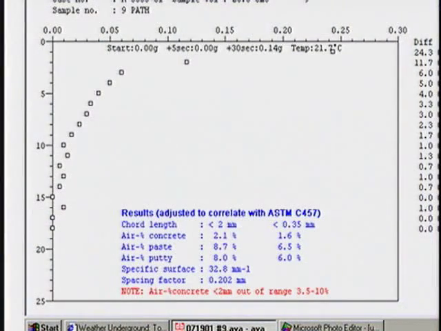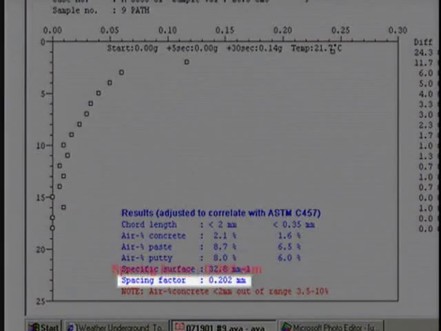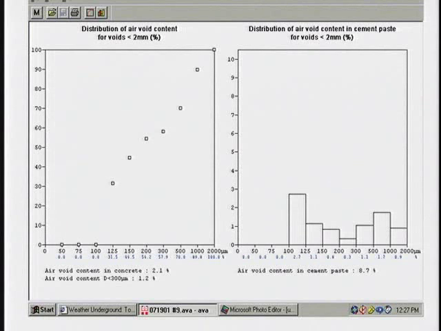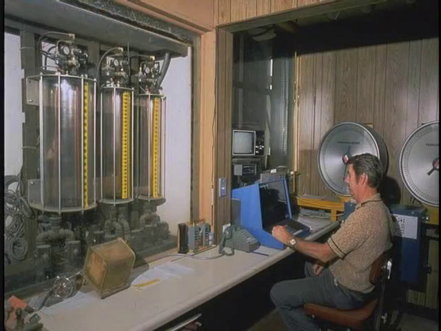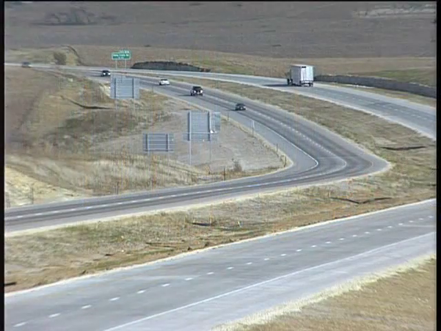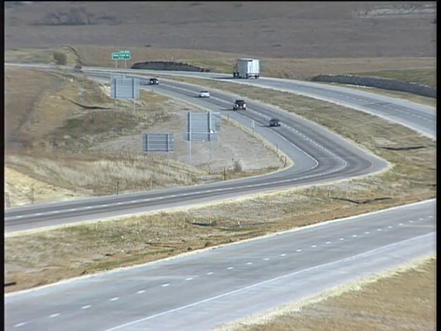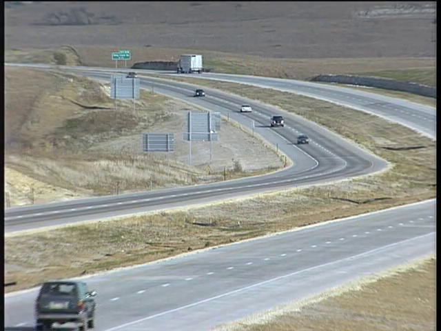At the end of the test, the computer program calculates a spacing factor and other parameters. It also produces 2 graphs based on the distribution of the sizes of the entrained air voids. On the right-hand graph, the volume of the smallest bubbles is displayed near the left-hand axis. This information can then be used to adjust dosages or types of both the air entraining agent and the water reducer to provide an adequate air void system. The end result? Portland cement concrete highways that last well into the 21st century.